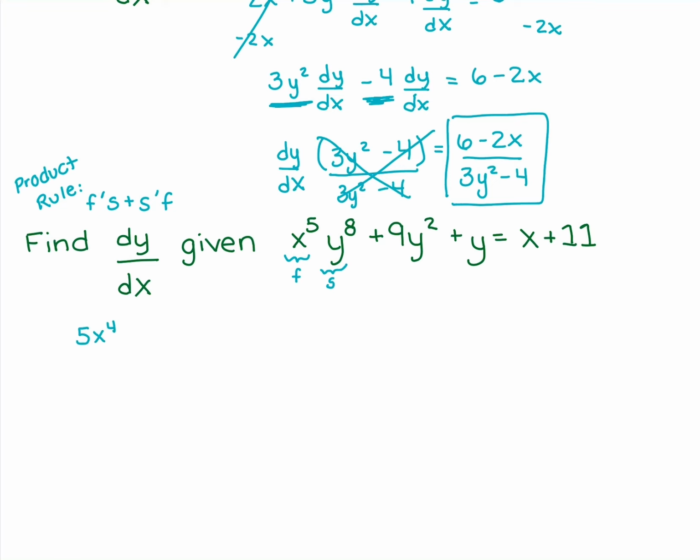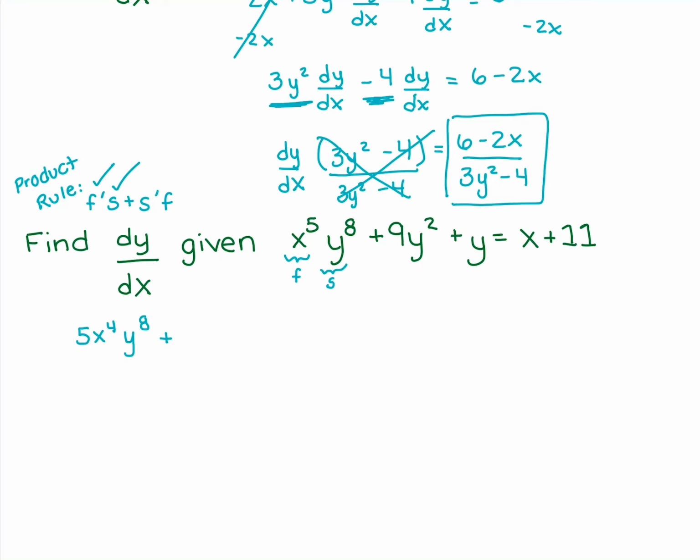Does not get a dy/dx because we took the derivative of only x to the 5th. So there's the derivative of the first factor that gets multiplied with the original second factor, y to the 8th. So we did derivative of the first, original second. Next part of product rule is the plus.